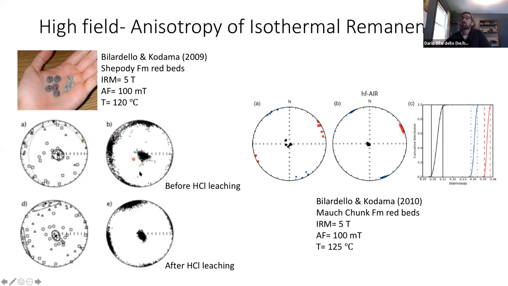And this was found to improve the fabric of the Shapley formation red beds, where you can see a better clustering of the principal axis directions after acid leaching. And the same technique was applied for the Mauchunk formation without acid leaching. And of course, again, we managed to isolate pretty good fabrics for this formation.